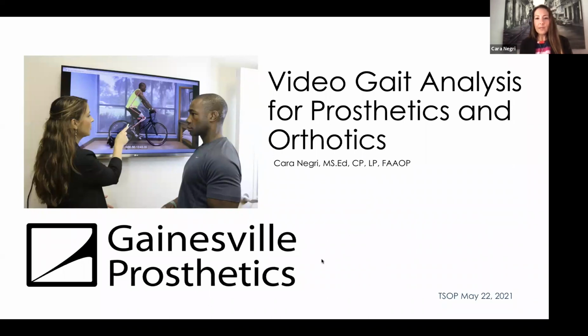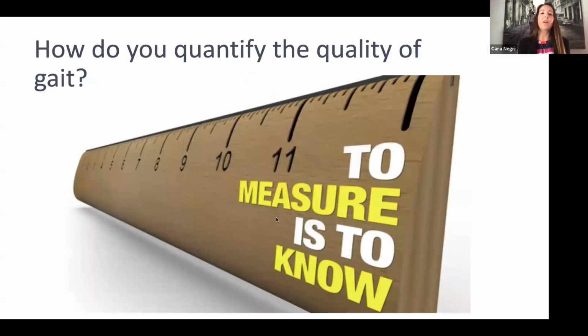So how do you quantify the quality of gait? I know that when I was in school, I was taught the 6 determinants of gait, and I was told to go through what's going on at the ankle, what's going on at the knee, and what's going on at the hip, and then maybe the trunk. But I didn't really have a method for this.